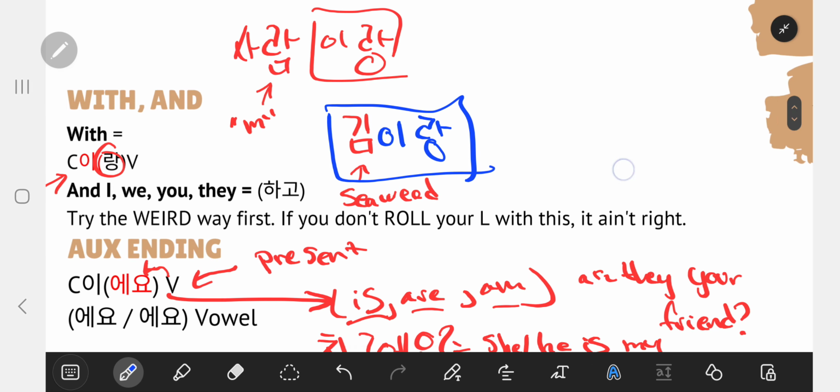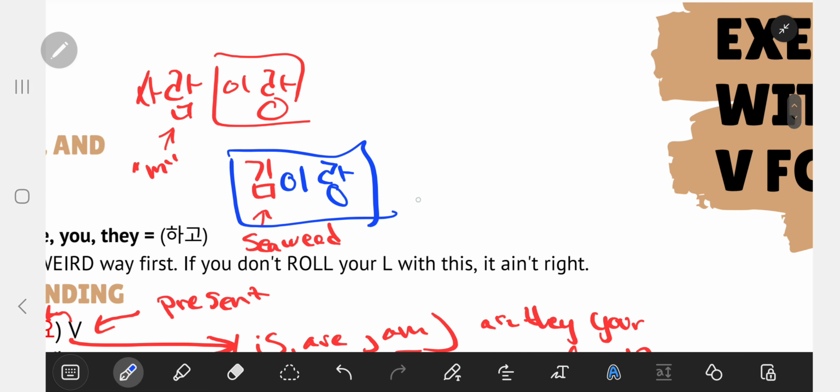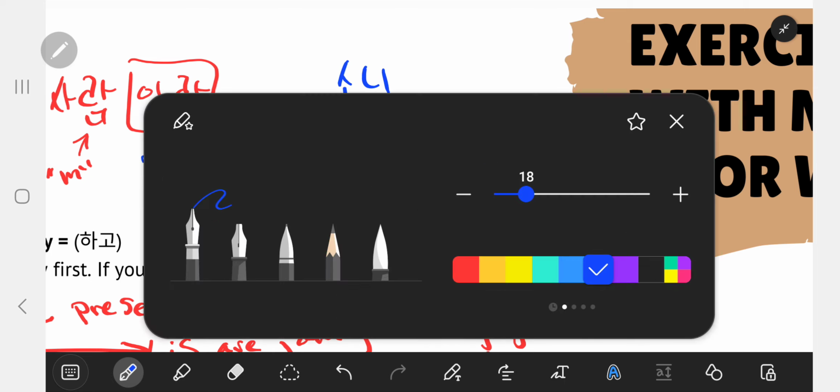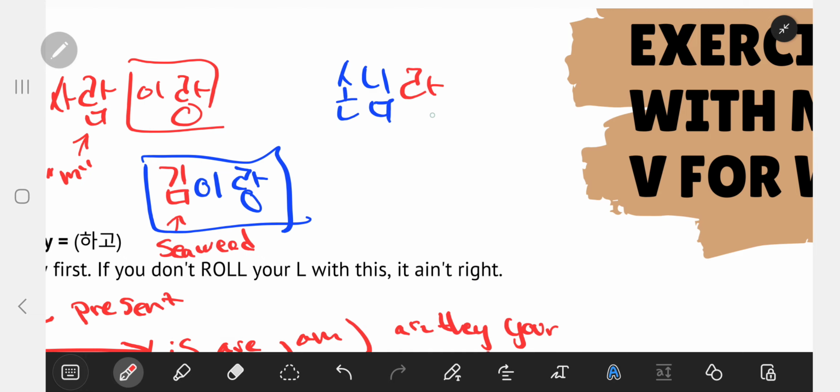Now, I'll just provide you another example real quick. 누나. Well, let's try it. 누나 ends in a vowel, so that means it's 누나랑, right? You can perfectly roll your L. What about this? 손님. That means customer. Can we do it this way? Can we do 손님랑? 손님랑? You can't roll your L. It's impossible. So you must put a vowel before you put in the 랑.